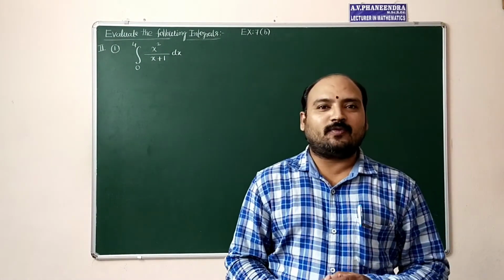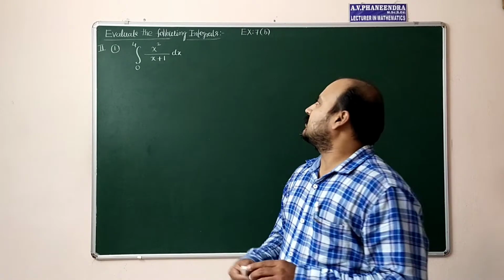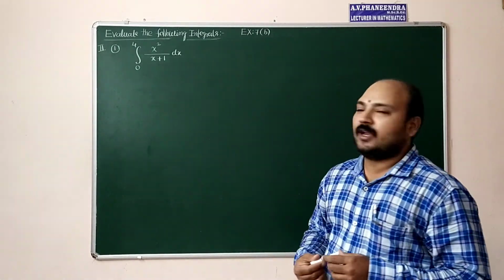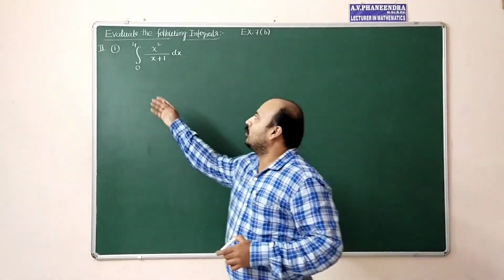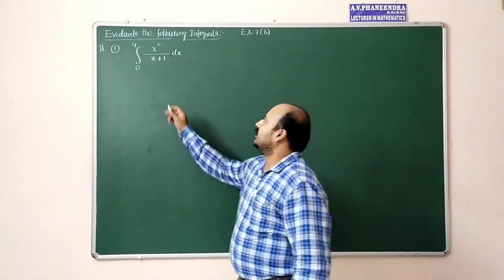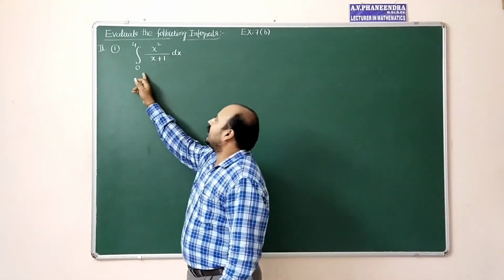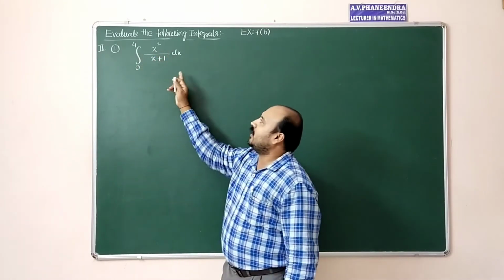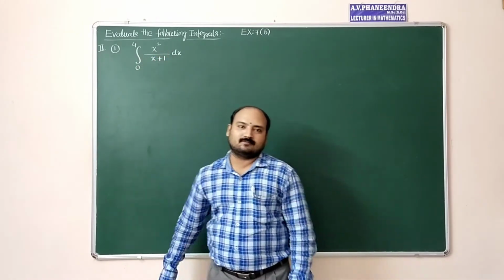In this episode, we are going to discuss exercise 7b definite integral problems. We are in the second Roman letter. The first question we have to discuss now. The first question here: evaluate the integral from 0 to 4 of x square by x plus 1 into dx.